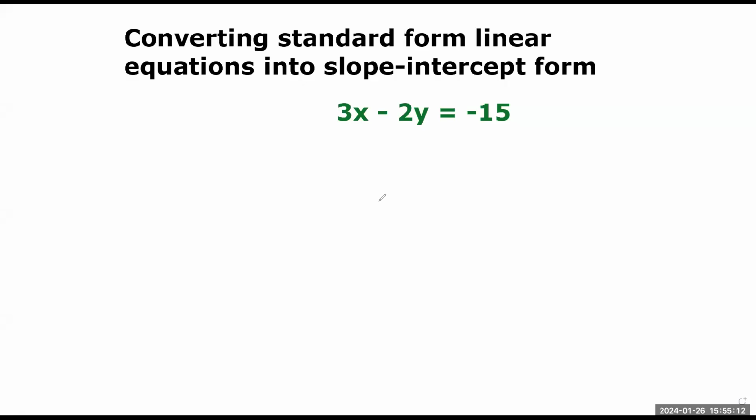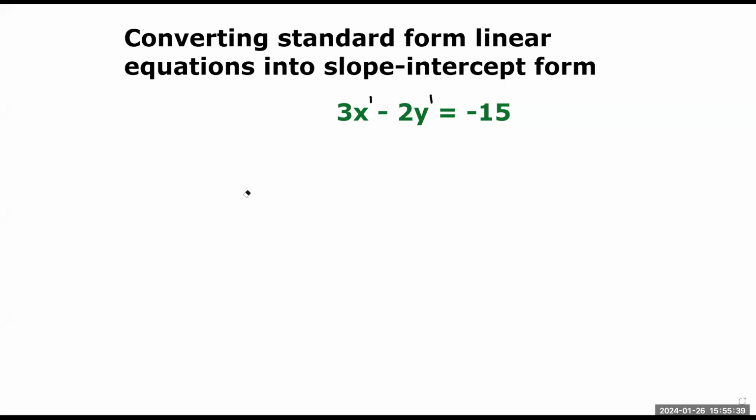In this video, we're going to be converting a standard form linear equation into slope-intercept form so that we can graph it on the coordinate plane. Now we know that the equation that we're looking at here, 3x minus 2y is equal to negative 15, is a linear equation because both our x variable and our y variable are taken to an invisible power of 1. So I'll just put a power of 1 next to each variable.